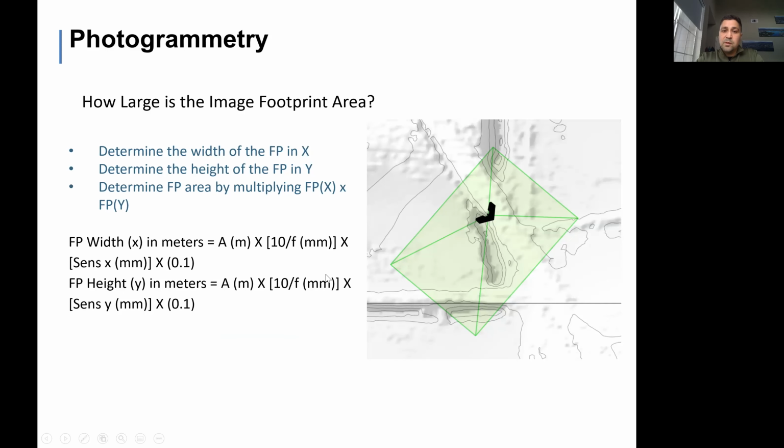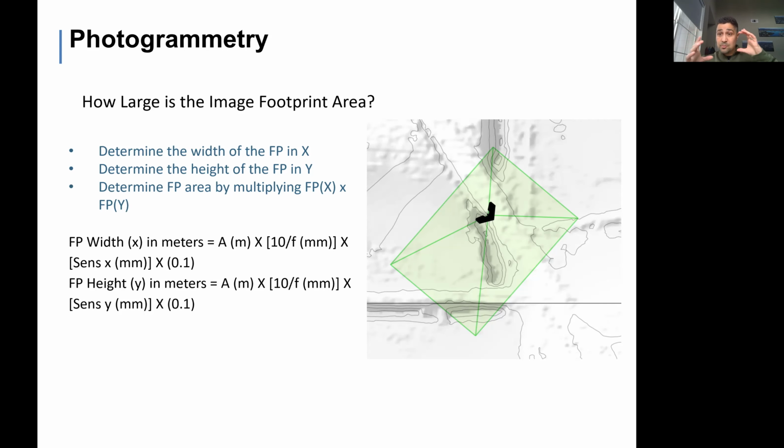Okay, so if we can determine the width of X, and then we can determine the height of Y, we can times those two things together, and we end up with the footprint size. So your footprint width, if we determine this in meters, here's our formula. We have altitude times 10 divided by, and again, look at the brackets here.